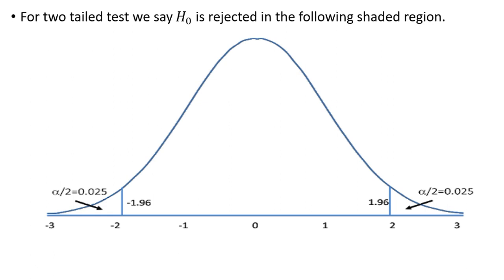5% of the total area will be the critical region, as I already told you, if we are having a 5% significance level or alpha equal to 0.05. So from minus infinity to minus 1.96, the area will be 2.5%, and from the point 1.96 to infinity, the area will be 2.5%. Total will be 5%. That is the critical region when your test is a two-tailed test.